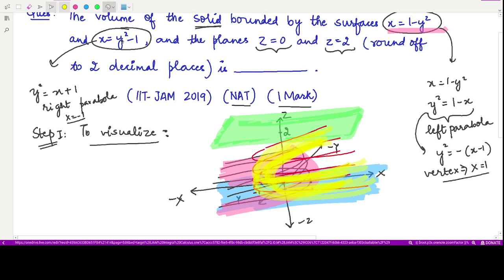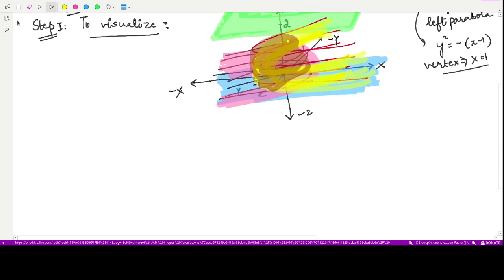So whatever is inside these two surfaces and between two planes, z is equal to 0, the blue plane, and z is equal to 2, the green plane, this solid, we have to calculate the volume of this particular solid. This is the 3D version of what we wanted to calculate the volume of. Now let me draw this in 2D to have a better view.